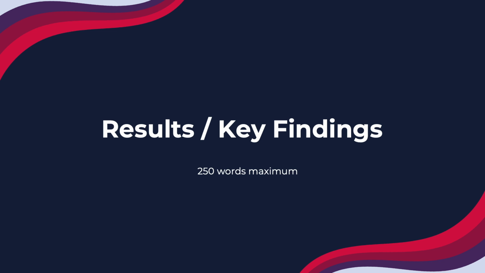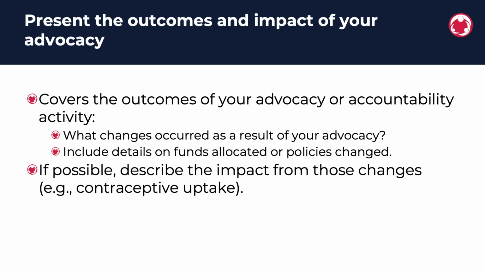This section should be no longer than 250 words. This is also a very important section. It covers the outcomes of your advocacy and accountability activities and what changes occurred as a result of your advocacy. Include details on any funds allocated and any policy changes. If at all possible, also describe the impact from those changes, such as improvements in contraceptive uptake.